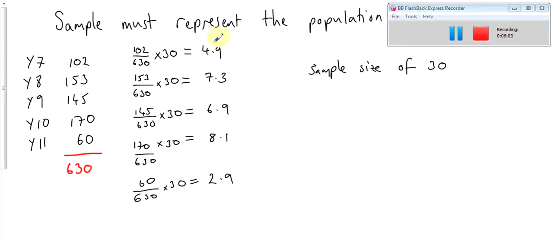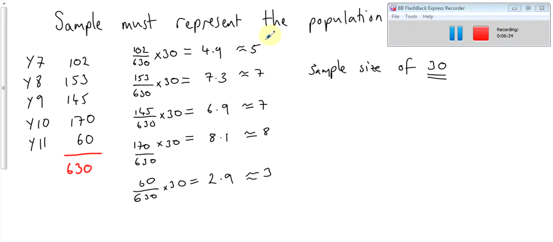Now I've obviously had to round these, and I've got to pick a whole number of people. So that's going to round to 5 people. That's going to round to 7. That's going to round to 7. We've got 8, and here we've got 3. So let's just check it works out. 7 and 8 make 15. 15 and 5 make 20, 27, 30. Adds up to the correct sample size.